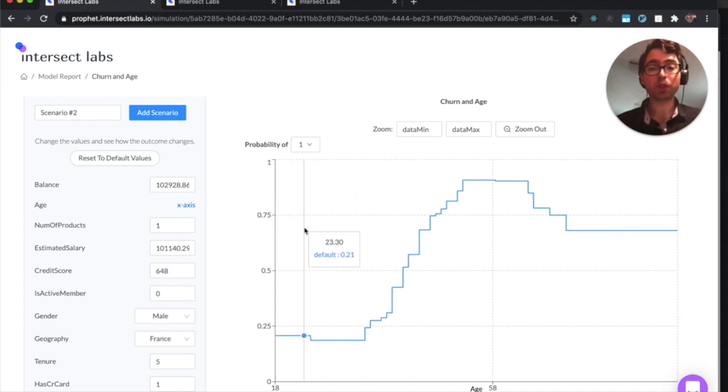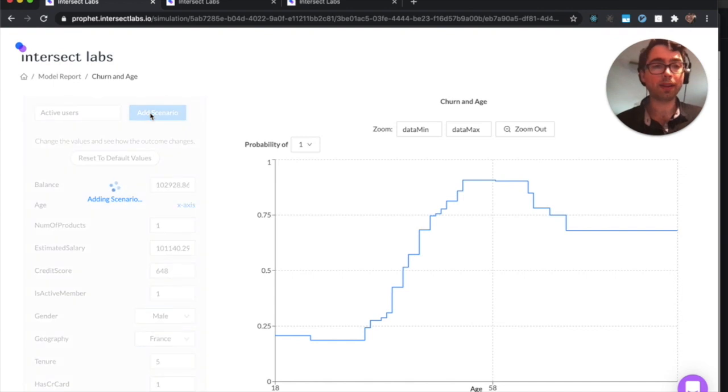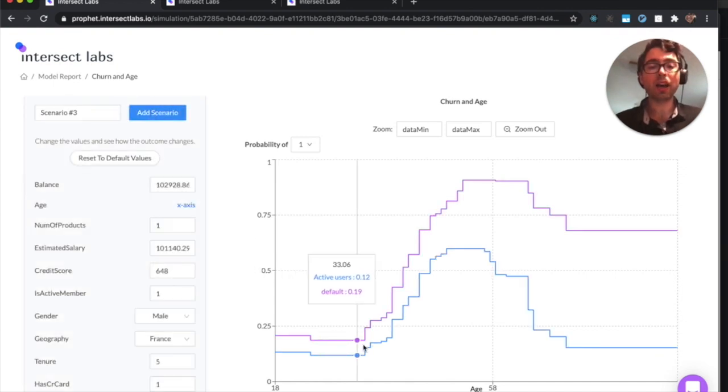We're looking at the typical user, one who's not a very active member. Let's simulate what happens if we look at the users that look the same but were much more active on our product. So I'll change it to active users. I'll create a new scenario. I'll call this active users, and I'll run the scenario. What I'm looking at now are two graphs. The purple one above is the default most typical user. The blue user below is the more active user.